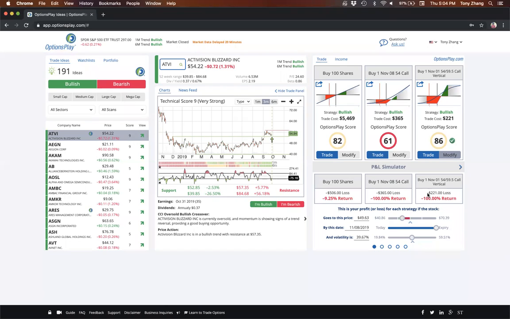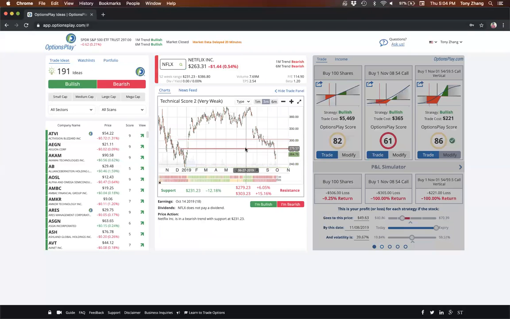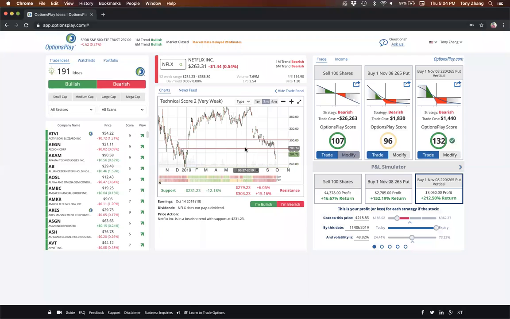So this is just a way that you can utilize OptionsPlay to type in any symbol that you have a bullish or bearish view on. Let's say we look at Netflix. Netflix is really breaking down recently, broke down below a pretty significant support level at 280.